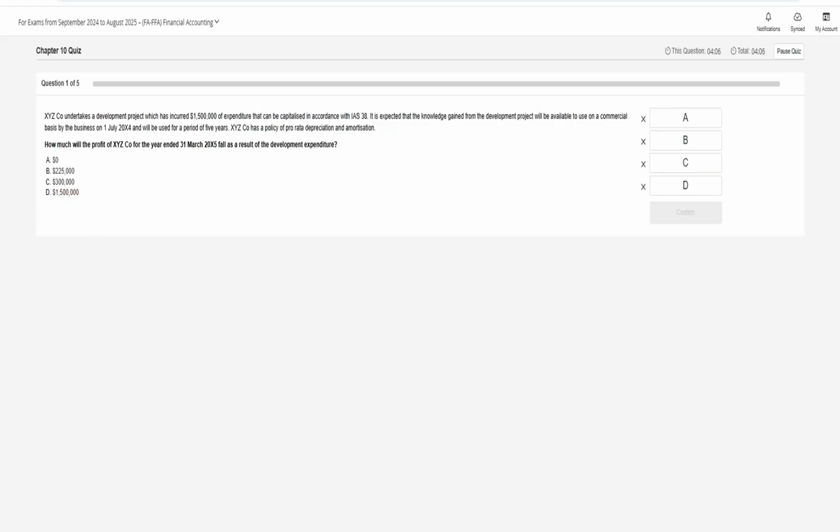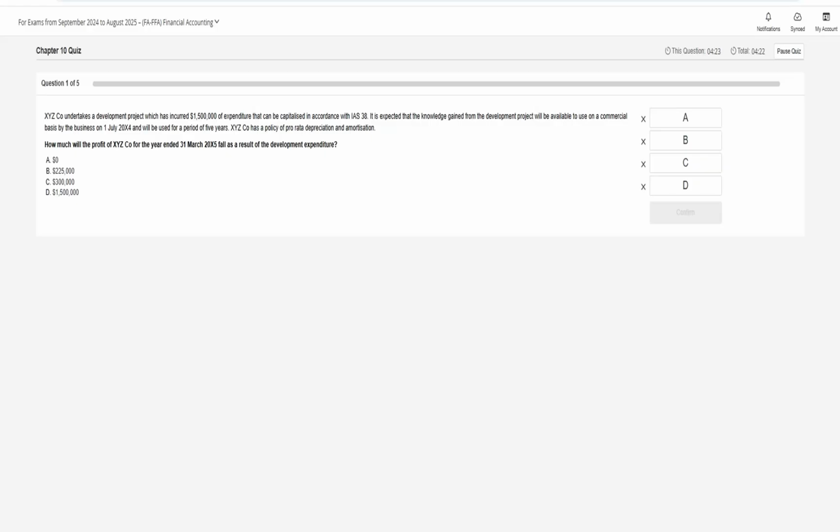Similarly, now we got to know that even though we are capitalizing, there will be amortization as well, so it won't be zero. So we can eliminate option A as well. Now either B or C could be the right answer.